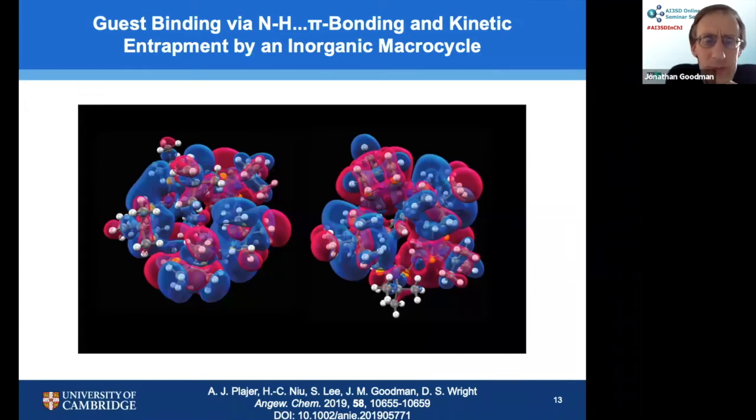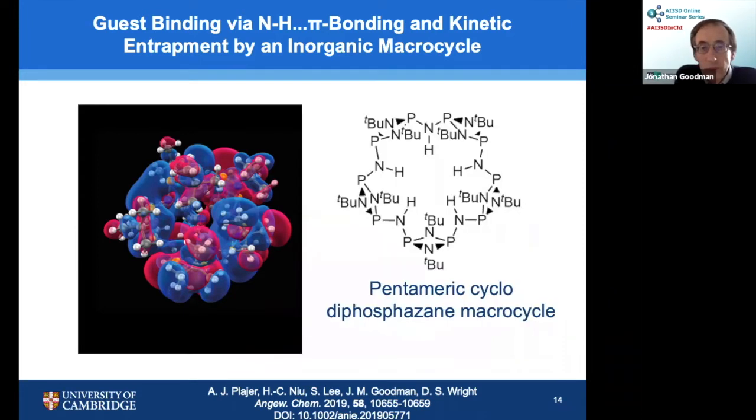Why is it useful? Well, here's a molecule which a colleague of mine, Dominic Wright, made recently, and Sanha Lee in my group did some calculations on. This is a really rather beautiful molecule, and here we're showing some of its orbitals, and you can have a clear sense of what the molecule is like, but it's not an easy molecule to write down the name. This is its structure, and what it was called in the paper is an inorganic macrocycle, or we could call it a pentameric cyclodiphosphazane macrocycle. These are ways of describing it. They're not unique names.